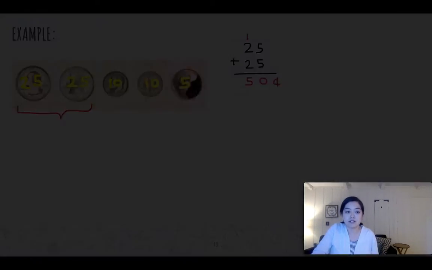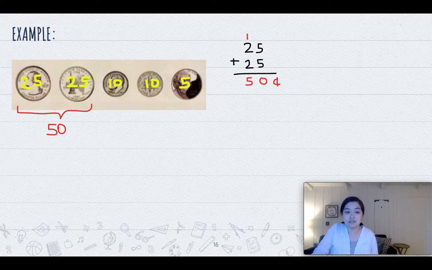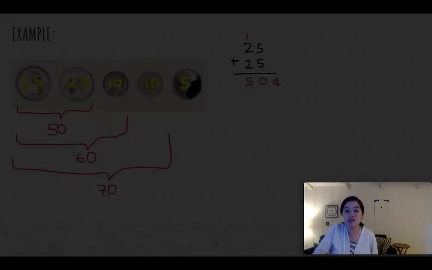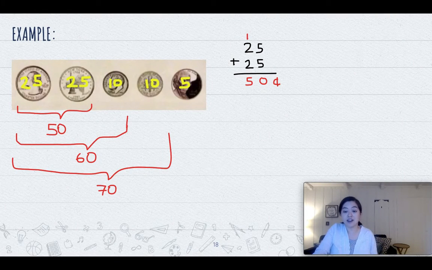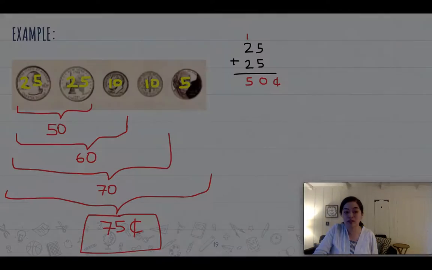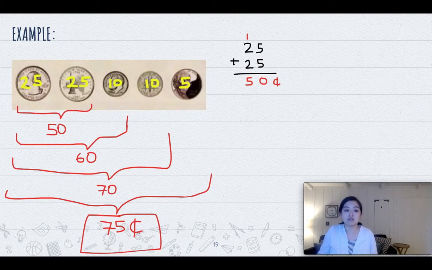All right. So that's 50 cents. Now let's add a dime, which is 10. So now we're going to count by 10. So 50, 60, 70. And now let's add a 5 for the nickel, 75 cents. So the total amount I have here is 75 cents. Notice that I arrange my coins from the largest value or the greatest value to the least value.